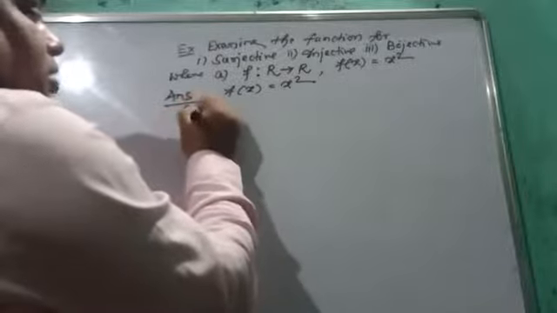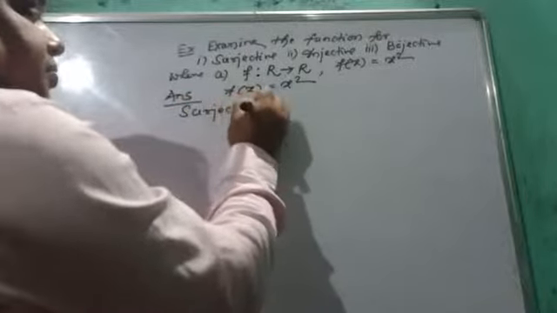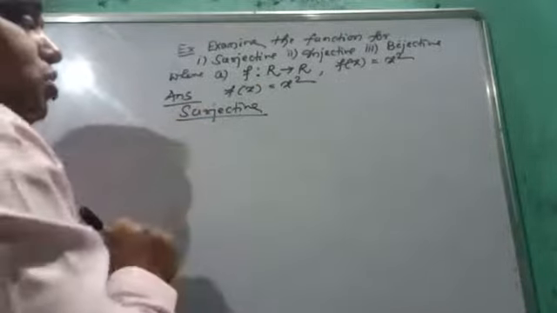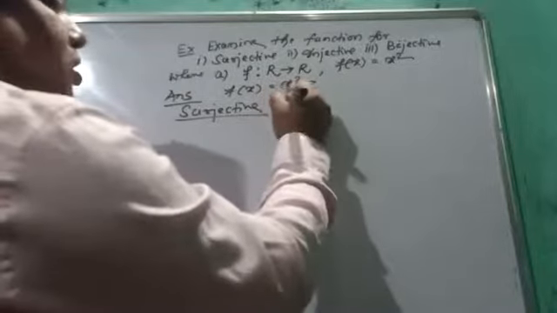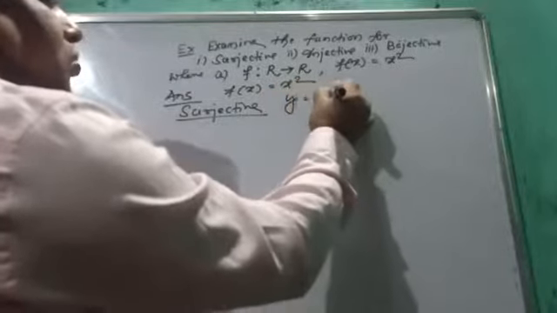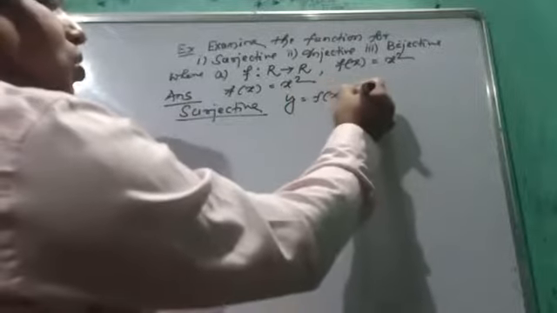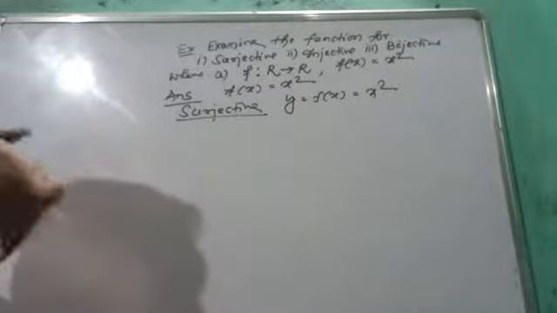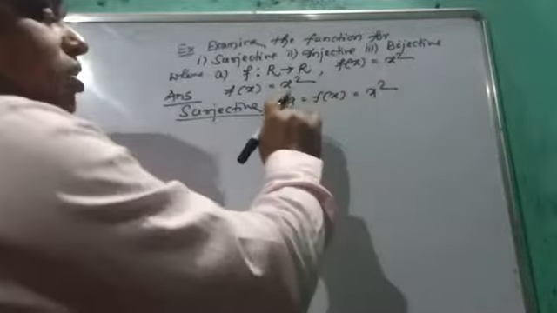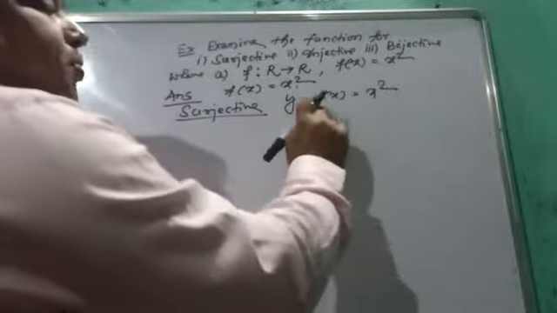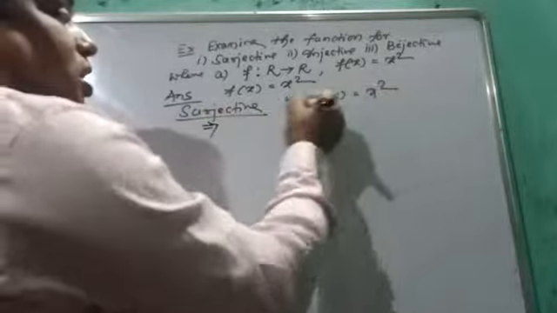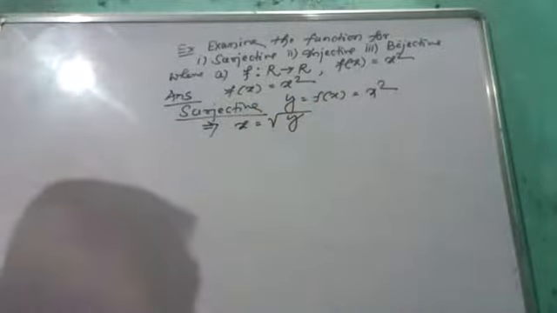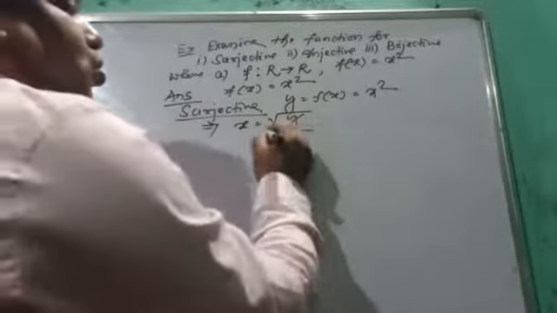First we have to verify surjective. What is the procedure for surjective? First we write the function as y in terms of f(x), that is y is equal to f(x), which is equal to x squared. Then the second step is, on the left-hand side, we write the term in terms of x. If y is equal to x squared, then x is equal to root y.